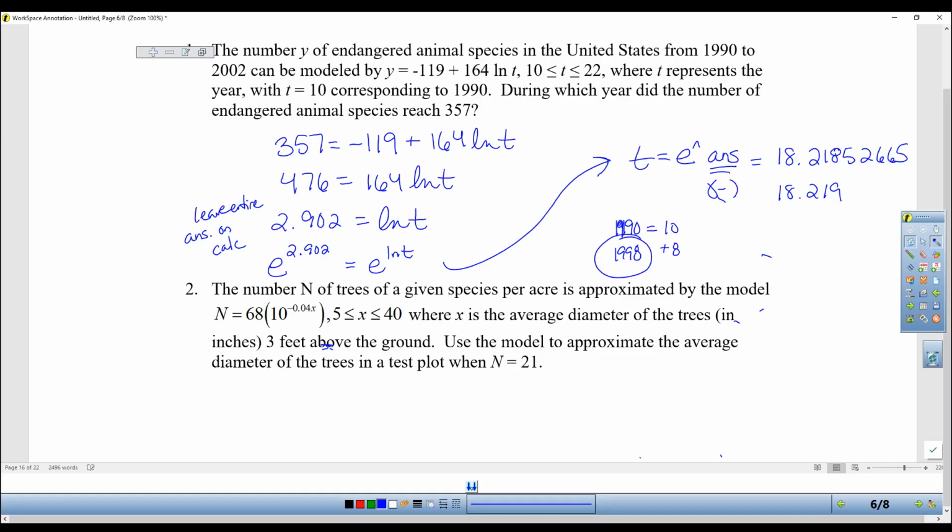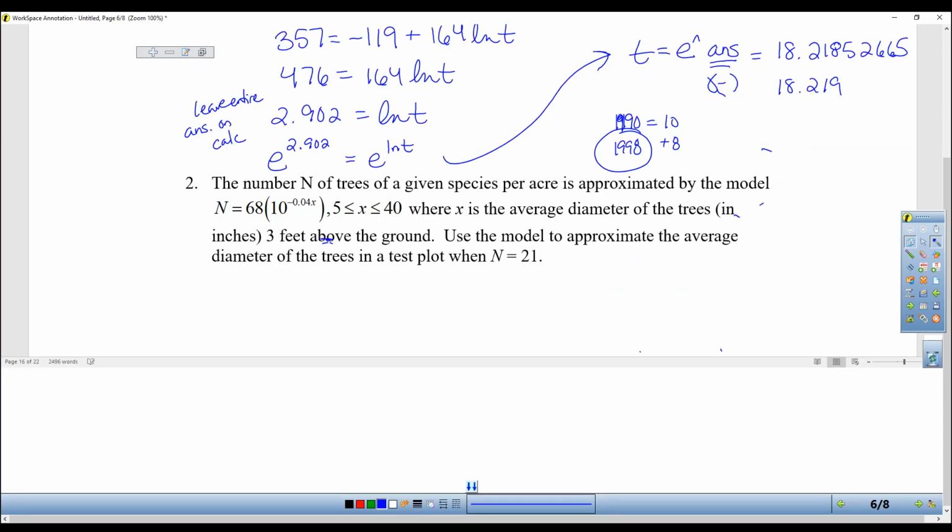Number 2, the number of trees of a given species per acre is approximated by the model given here, where x is the average diameter of the trees in inches 3 feet above the ground. So they're going to measure these trees 3 feet up, and they're going to look at the diameter, which is all the way across. And they're going to do that at a height of 3 feet.